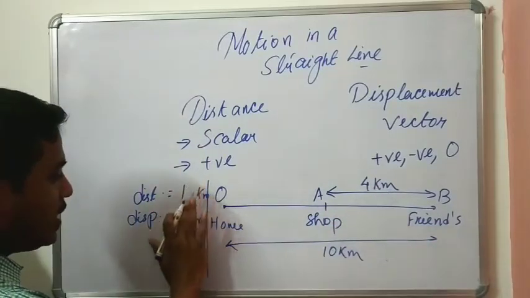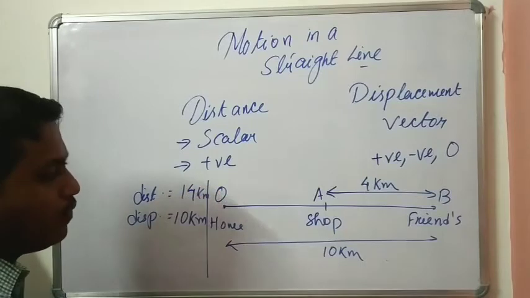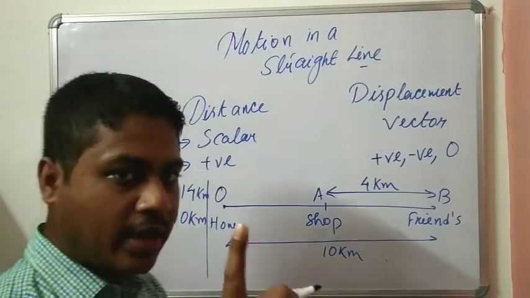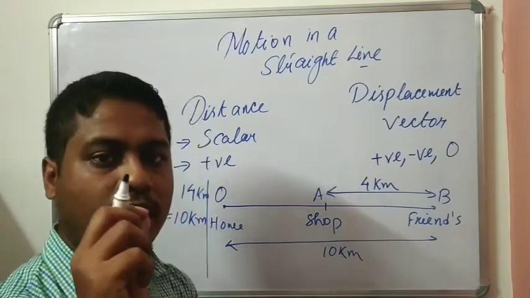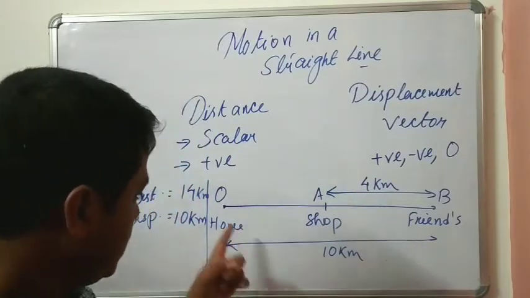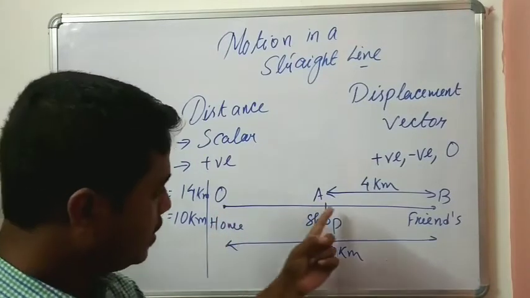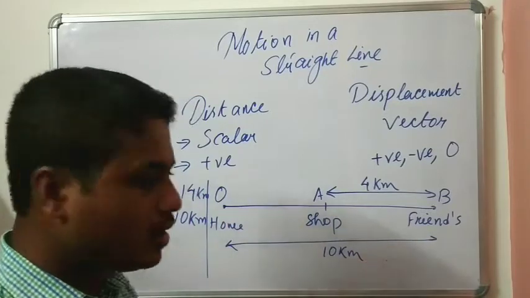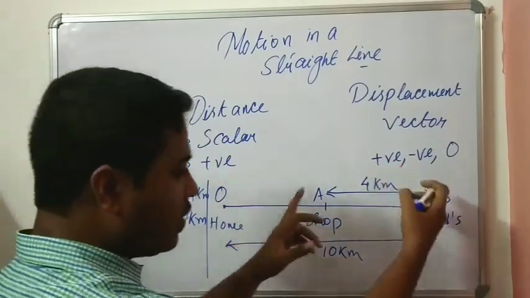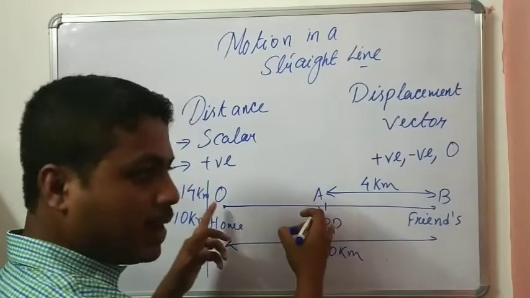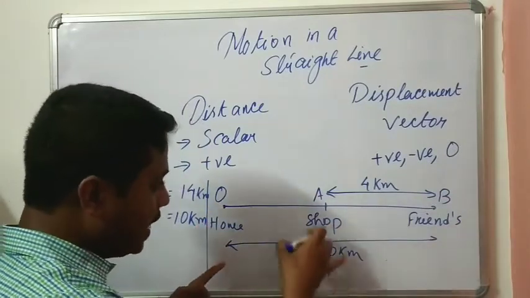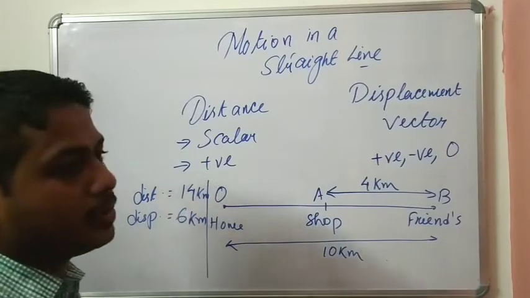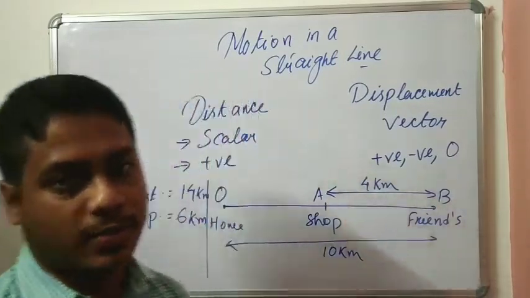That means for the second situation, your distance will be 14 kilometer, and for the displacement, remember, again I am telling, you require an initial and a final position. This is your initial position, this is your final position. So what will be the difference between the initial and final position? Total was 10, this is 4. So the remaining part will be 10 minus 4, which equals 6 kilometer. So this is your displacement.